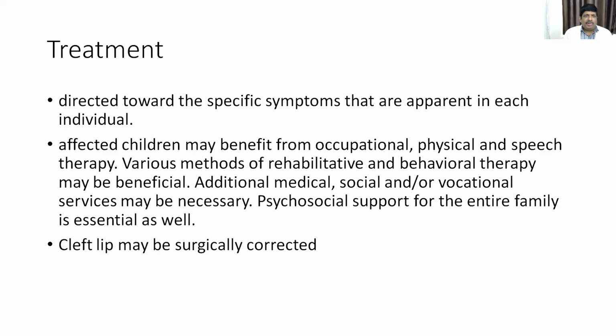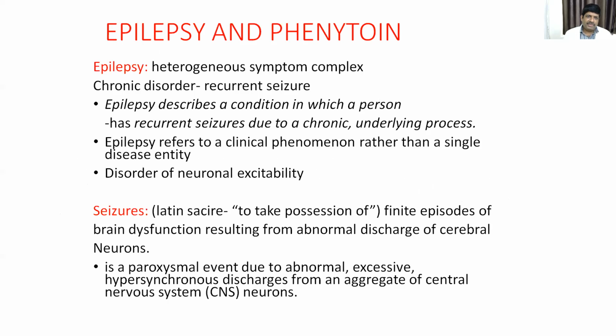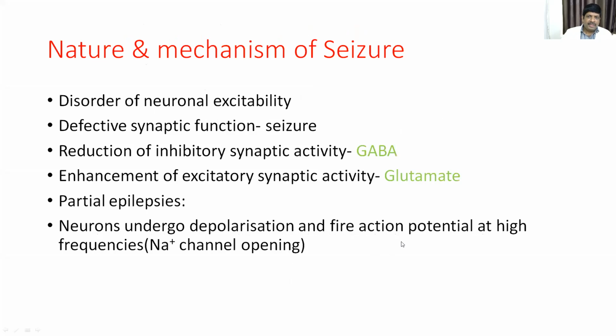Now, this was all about the clinical chart 4 and 5. Now, something related with the theoretical part of the anti-epileptic drug, phenytoin. Epilepsy, we have already discussed this. Epilepsy is a heterogeneous symptom complex. It's a chronic disorder in which recurrent seizures come. And a seizure is a finite episode of brain dysfunction resulting from abnormal discharge of cerebral neurons.